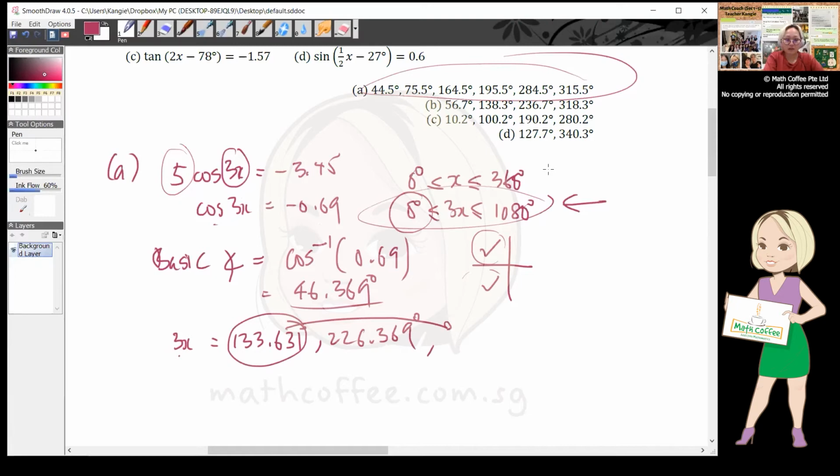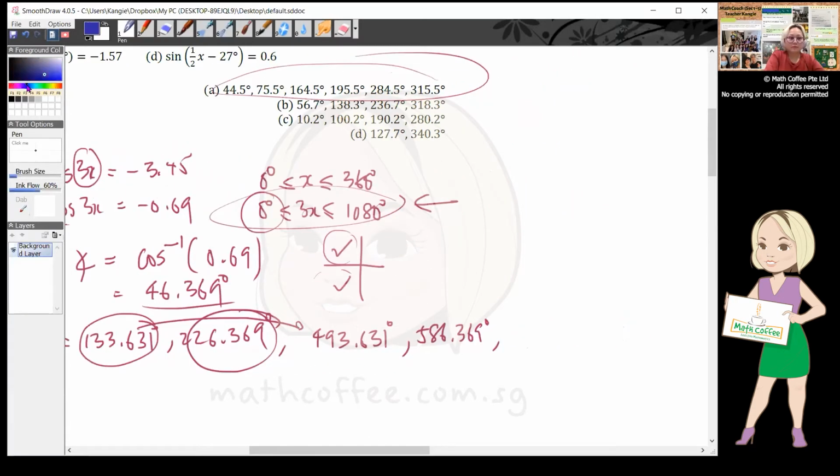133.631 plus 360 will give me 493.631 degree. This one, when I plus, still can go one more, still will be within my answer working range. 226.369 plus 360, I will get 586.369 degree. Then this one, I need to plus another round. Why? Because it's still within my working range.